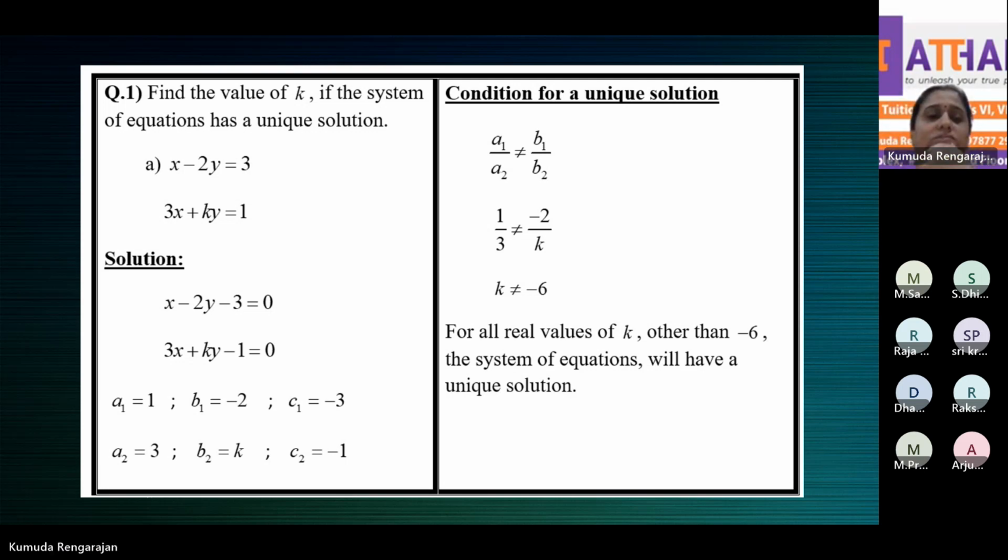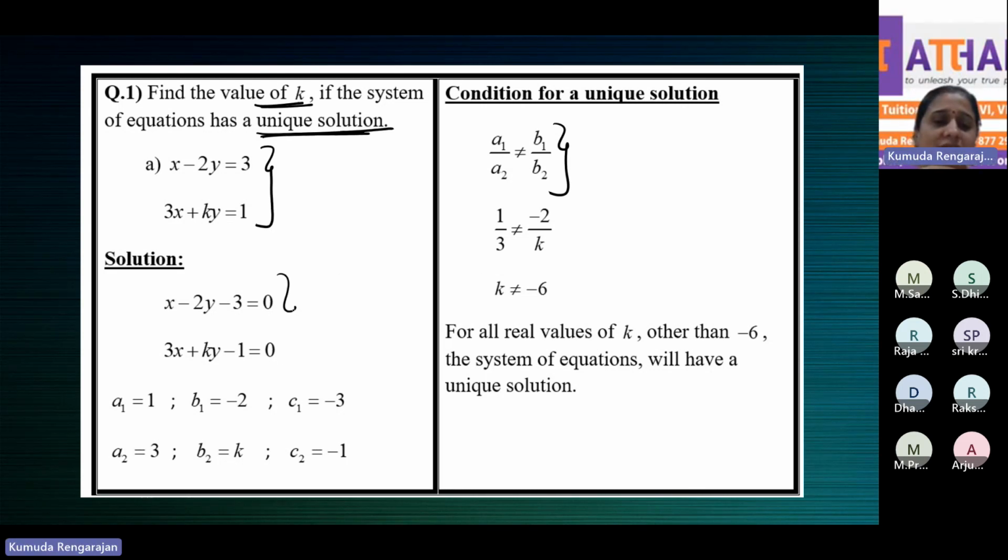Correct, children? Yes, ma'am. So the question will be like this. You have a pair of equations. The question is find k. And the condition given is the pair of equations have a unique solution. So this is the condition for unique solution. Write the given equations in the standard form. Write out the values of A1, B1, C1, A2, B2, C2. Fill the values in the condition. Cross multiply, and you get k not equal to minus 6. K should not be minus 6. So what should be k? Anything other than minus 6.